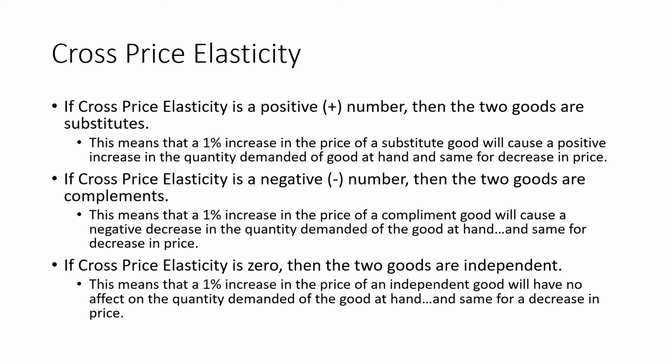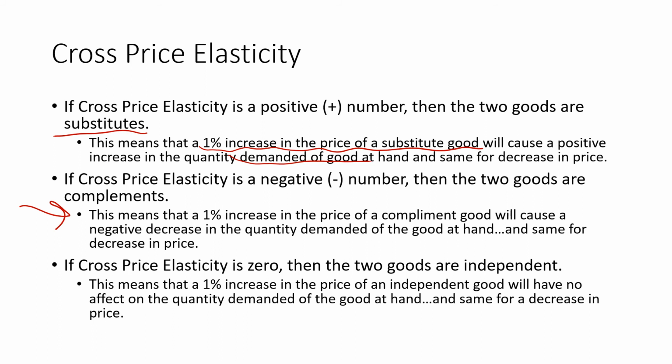Similar to how we were able to interpret the values for income elasticity and own price elasticity, if the cross price elasticity is positive, then the two goods are substitutes. So a 1% increase in the price of a substitute good, like in that last case Pepsi and Dr Pepper, will cause an increase in the quantity demanded for that substitute good, and vice versa. If the substitute good price decreases, then the quantity demanded will decrease.